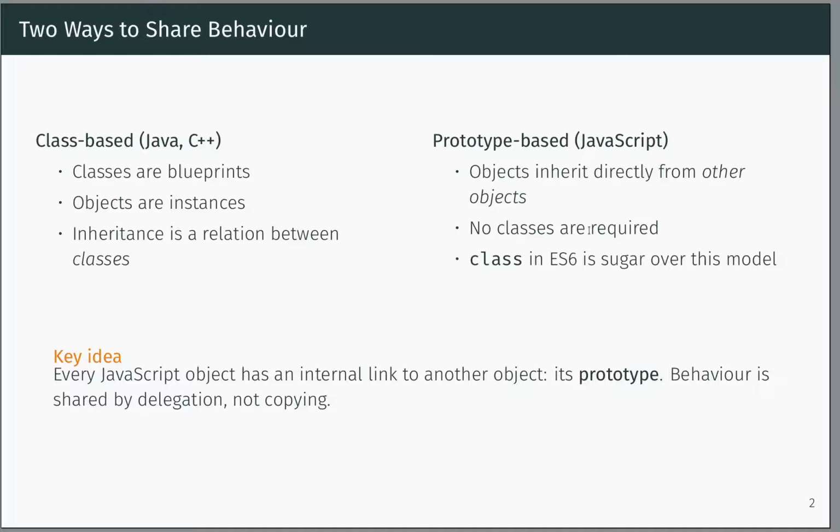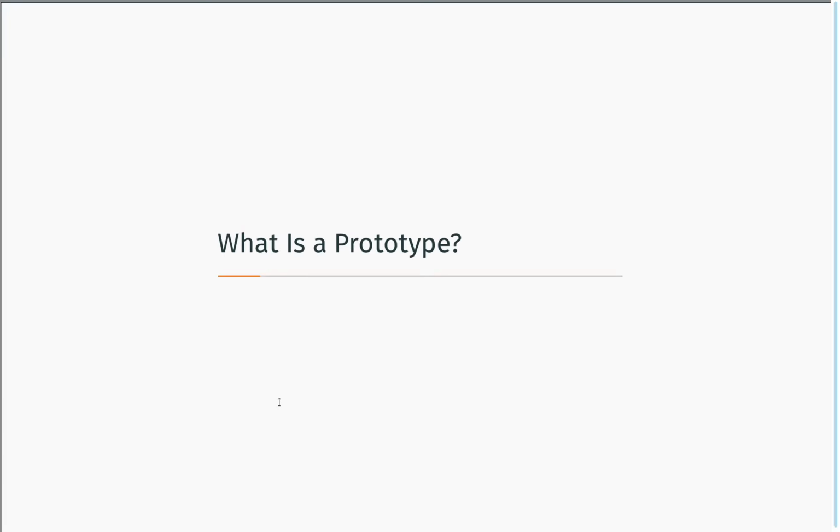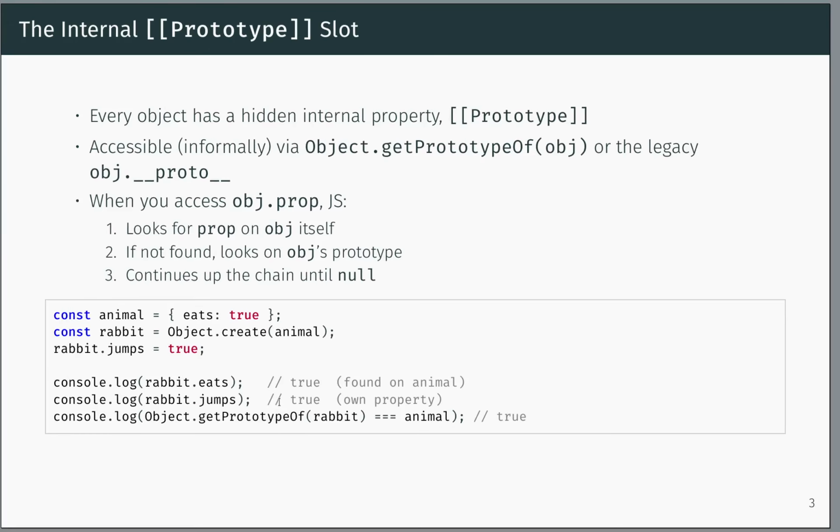No classes are required. The class keyword, which came in ES6, is syntactic sugar over this prototype-based mechanism. The key idea is that every JavaScript object has an internal link to another object, its prototype. Behavior is shared by delegation, not copying. So let's look at an example.